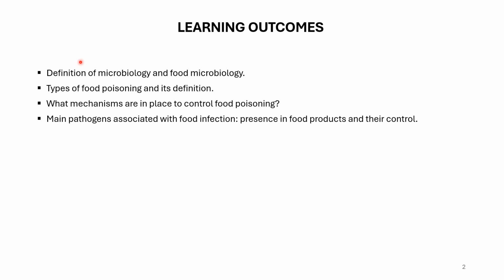In this lecture, we will be covering the following topics: definition of microbiology and food microbiology, types of food poisoning and its definition, what mechanisms are in place to control food poisoning, main pathogens associated with food infection, presence in food products and their control.